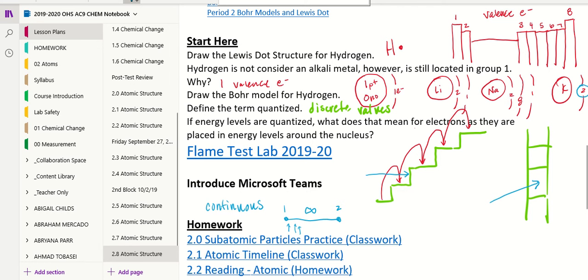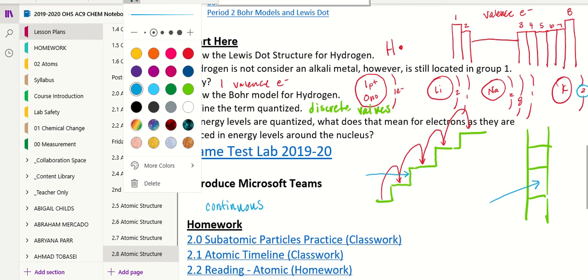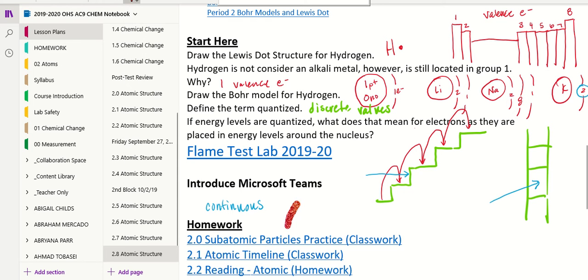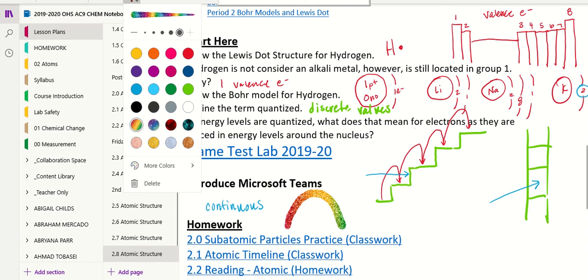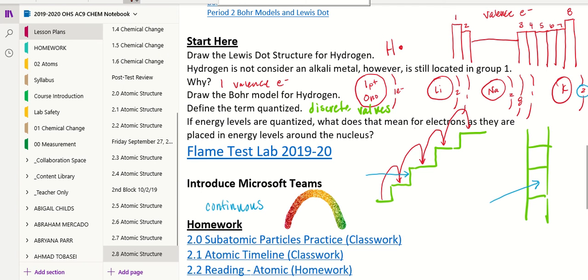What's another example of continuous? Ooh, I think I have it in here. Oh, come on, work. Oh, what is this? I was trying to do a rainbow. But it doesn't really give you a rainbow. All right, there you go.